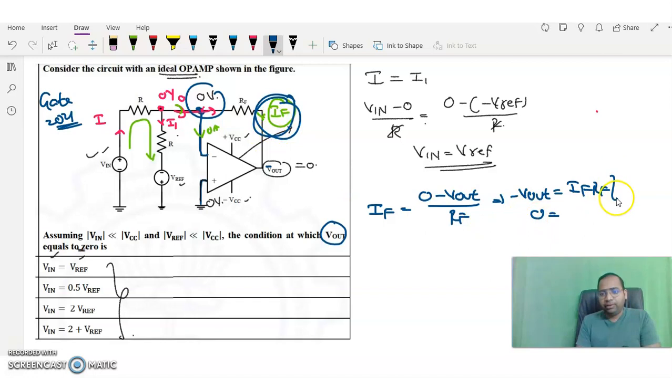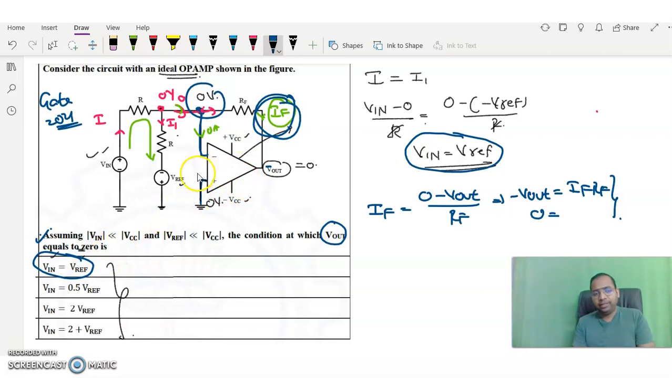By looking at all these conditions, we can tell that I is equal to I1, then this condition got satisfied, that is Vin is equal to V reference, and out of all these options we can take option A as the correct answer. All of you understood? So it is a way of solving this question.